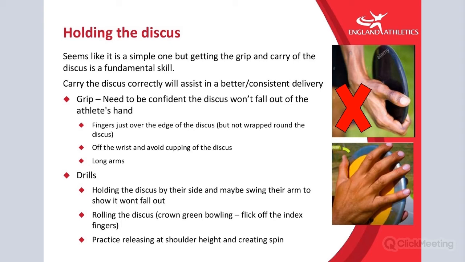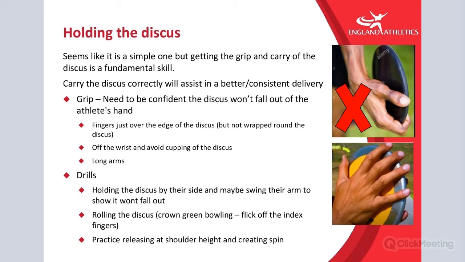It seems a very simple concept, but so many athletes that I come across get this wrong, and they carry the discus in a very wraparound way. If you look at the picture on the right with the big cross on, they've got their fingers wrapped around the discus because they're scared that it's going to fall out of their hands. Whereas actually we don't really want that. We want the fingers just over the edge of the discus, the discus just off the wrist, not cupping it, and keeping their arms long.